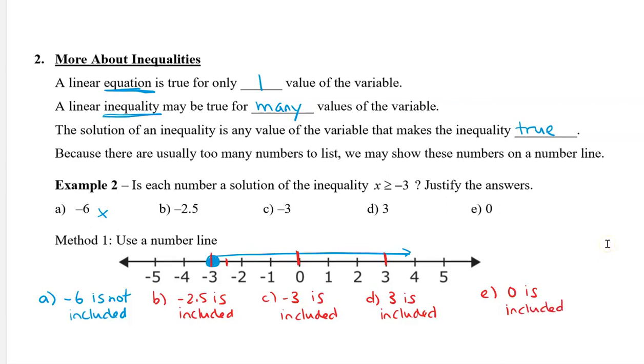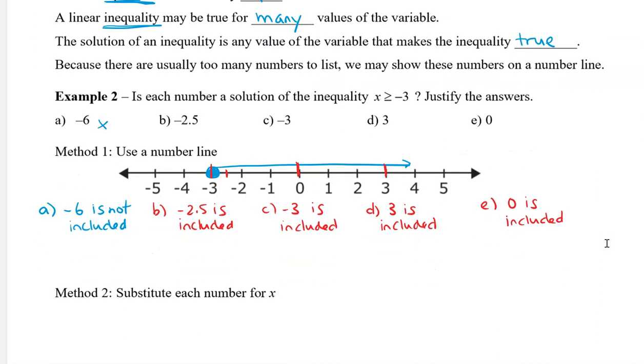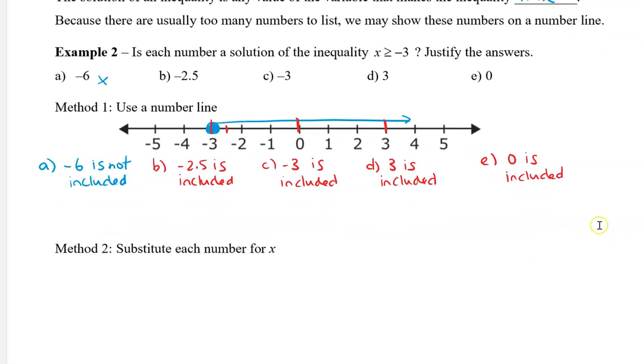Now the other thing that we can do is take each of these numbers, negative 6 up to 0, and substitute in for x to see if that inequality is true. So for example, for A, we have negative 6 is greater or equal to negative 3. Since that is not true, that's false, that's why negative 6 doesn't work. For B, we have negative 2.5 is greater or equal to negative 3. Yes, that is true, so I'll put a little check mark.